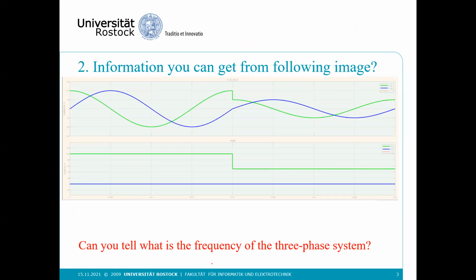Okay. So again, here the green color means V alpha. The blue color means your V beta. Sorry, it's alpha. And here green means the same thing, VD, and blue means VQ. And of course, this is your V alpha beta plot. This is your VDQ plot. This is 100. This is 0. This is 0.02 second, and this is 0.04 second. Now can you tell me the frequency of the system? The three-phase system.